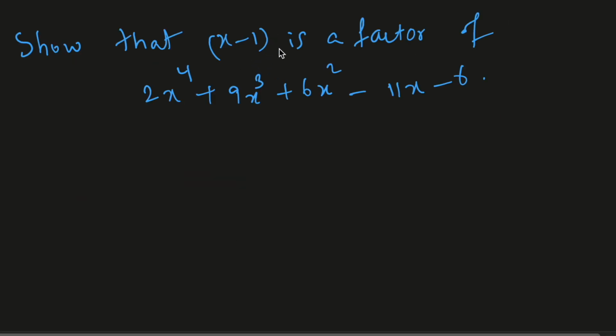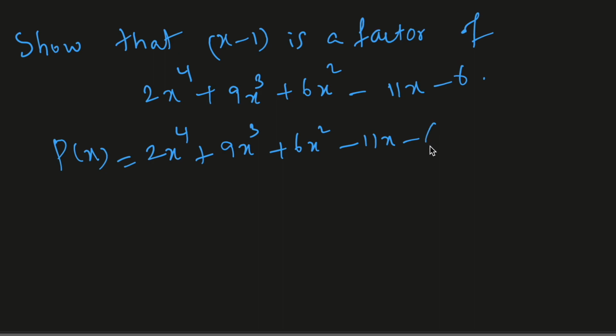Show that x minus 1 is a factor of this polynomial. Let the polynomial be p(x). p(x) is 2x to the power of 4 plus 9x cube plus 6x square minus 11x minus 6. You have to check if x minus 1 is a factor or not. According to the factor theorem, if x minus 1 is a factor, p(1) should be equal to 0. Let us check if it is equal to 0 or not.